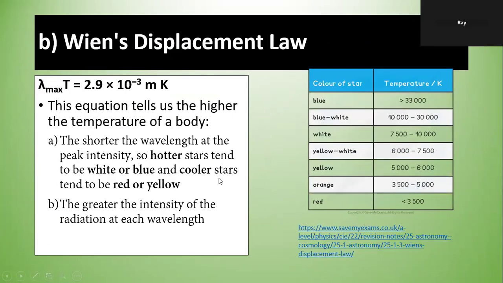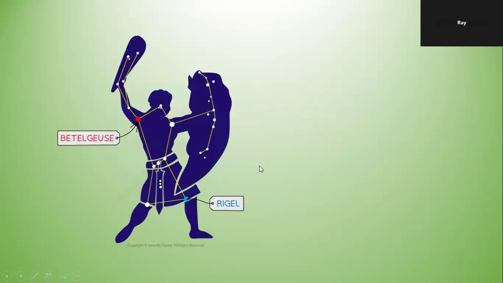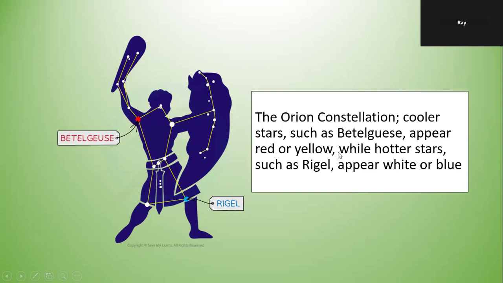If you study astronomy, then they will introduce you to the constellation diagram, which I can picture as a man. Orange stars are cooler, such as Betelgeuse, which is here, while hotter stars such as Rigel, which is here, appear blue or white.